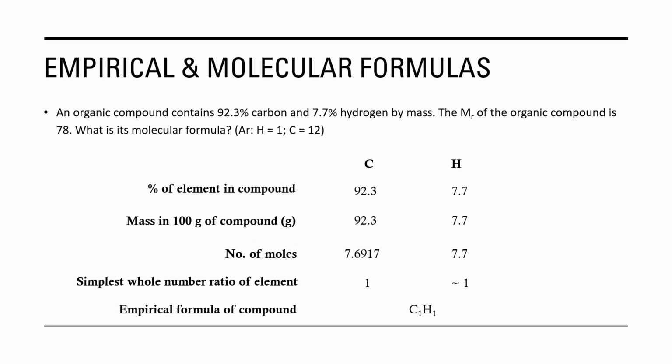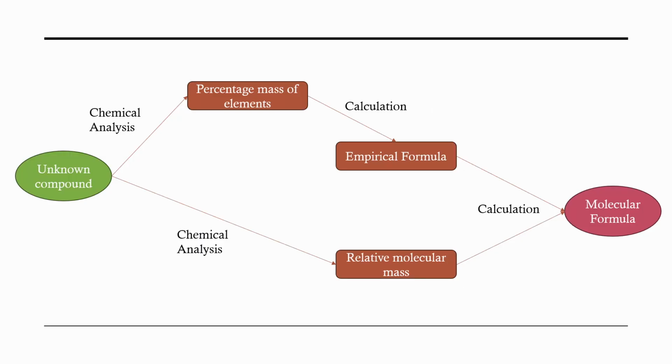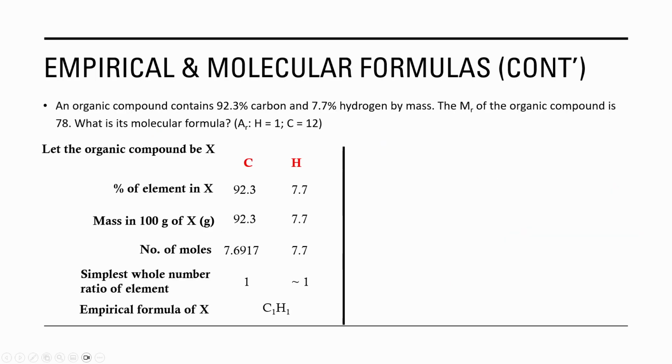From here, we can work out the empirical formula of this compound. The empirical formula of this unknown chemical is C1H1. We have not worked out what the molecular formula of this compound is yet, but it will be a multiple of C1H1. Now that we have the empirical formula, we need the relative molecular mass of this compound in order to derive its molecular formula. The relative molecular mass of this compound is already given in this question. We can see in the question that the relative molecular mass of this compound is given at 78.